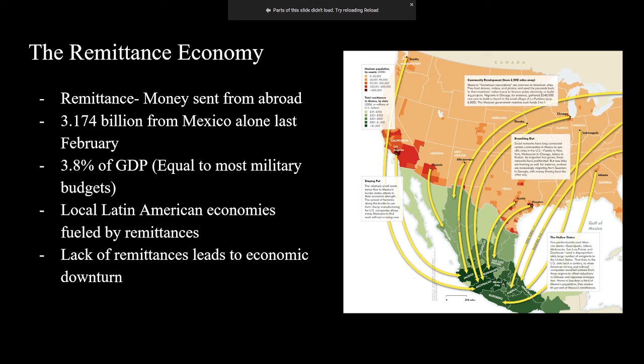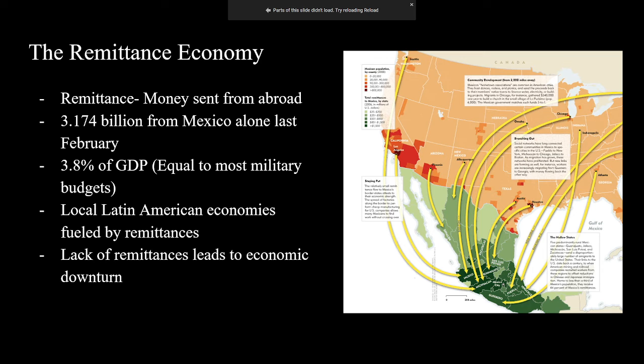$3.174 billion in remittances just from Mexican workers last February just goes to show how serious of a contribution this is to many Latin American economies. Essentially, without these immigrants working abroad and sending money back home, the economy would suffer a significant downturn. In fact, in Mexico, remittances account for 3.8% of their GDP.